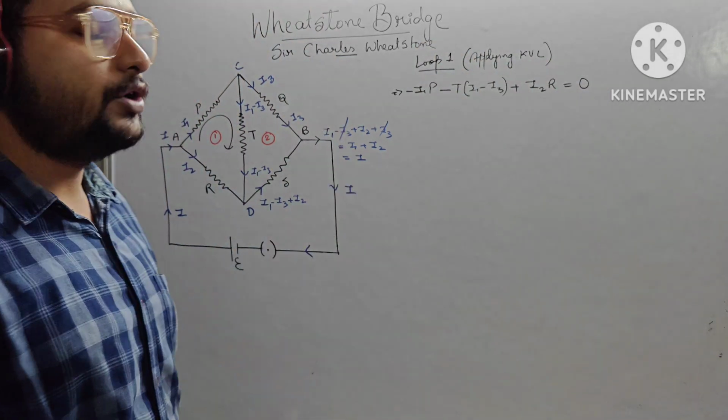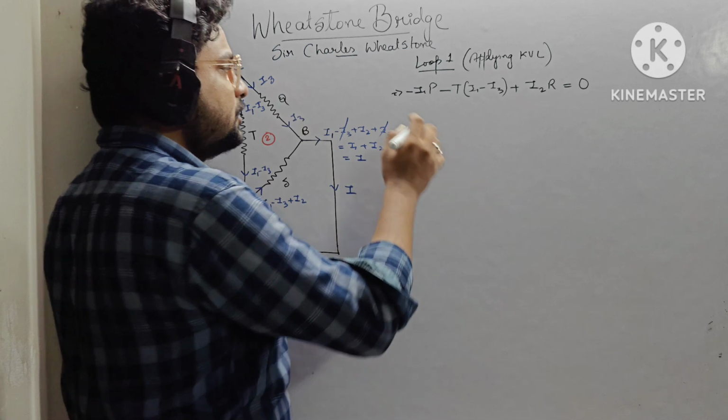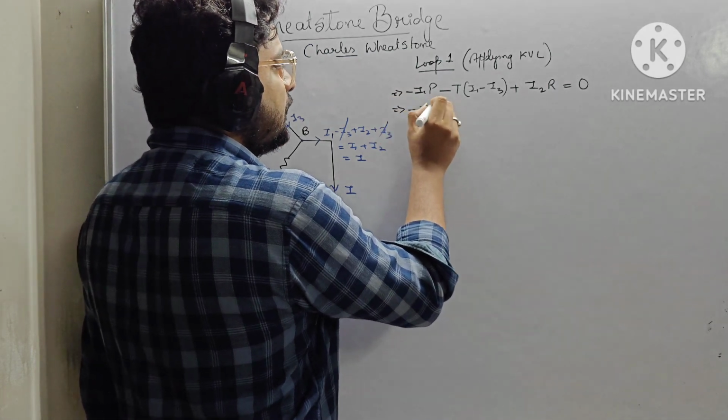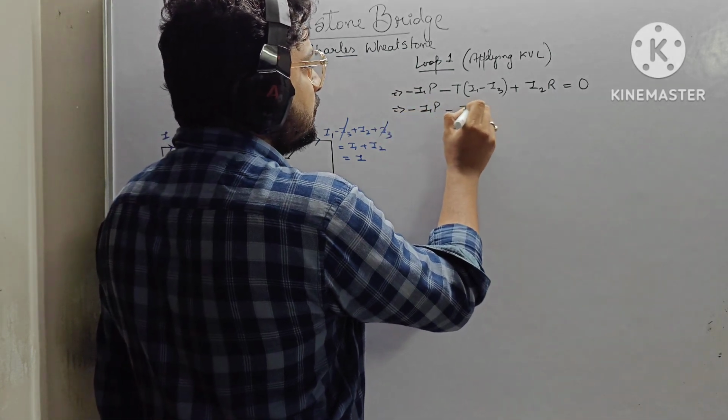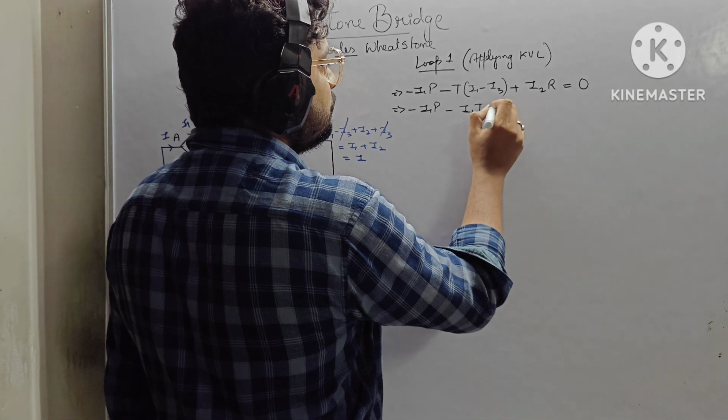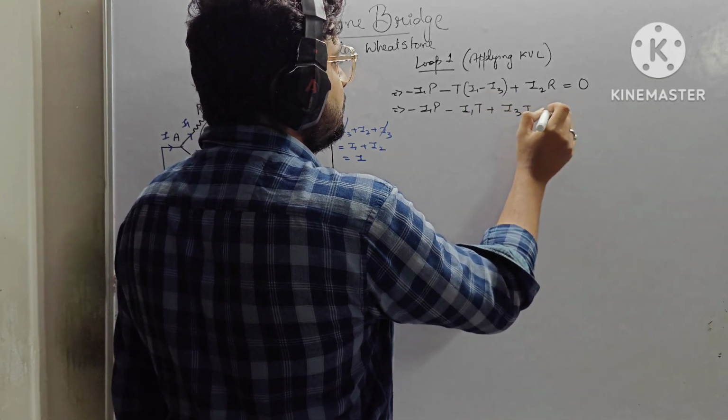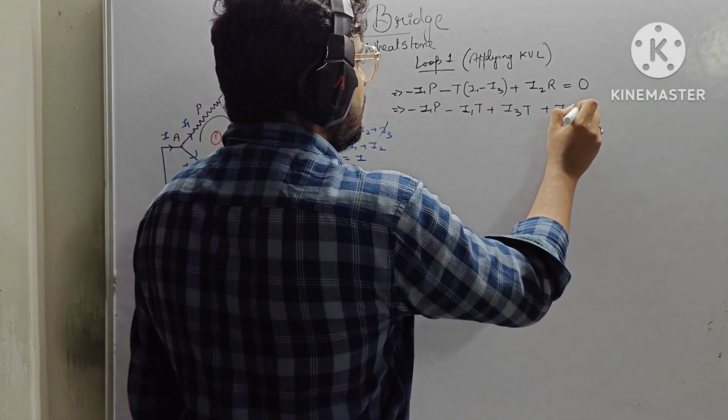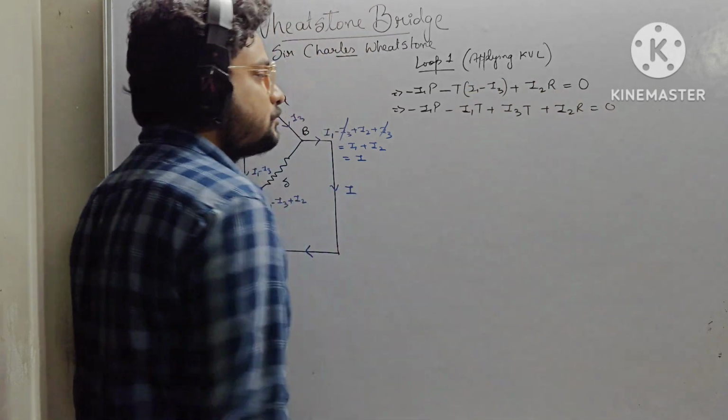So this is our equation for loop number 1. If you want, you can simplify this one: I1T minus I1T plus I3T plus I2R equals 0.